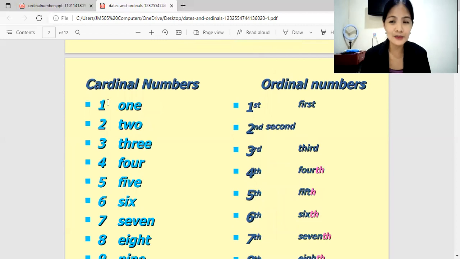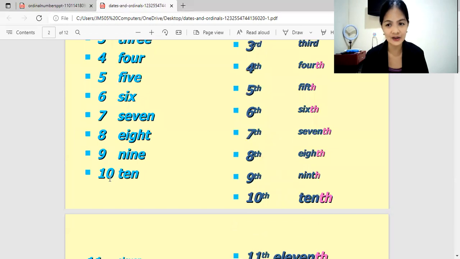Look at this. Cardinal numbers are those: 1, 2, 3, 4, 5, 6, 7, 8, 9, 10. Okay, 11, 12, 13, 14, 15, 16, 17, 18, 19, 20. Okay, 21, 22, 23, 24, 25, 26, 27, 28, 29, 30, 40, 50, 60, 70, 80, 90, 100, 200, 300, 400, 500, 600, 700, 800, 1000. Okay, understand? Okay, very good.